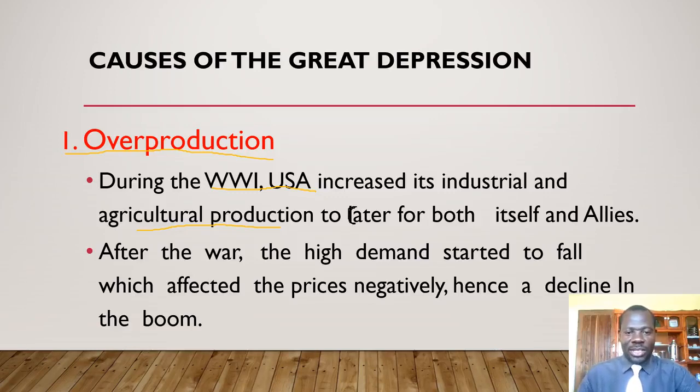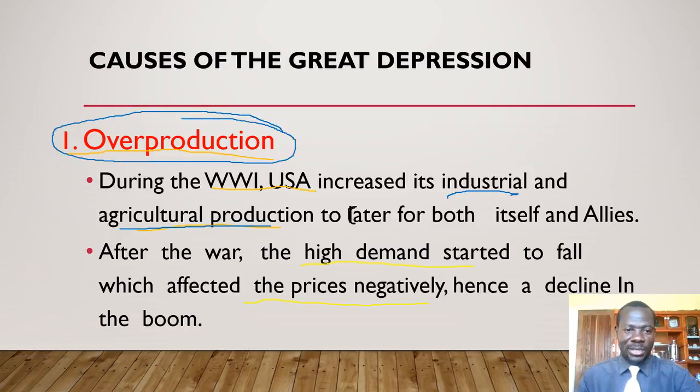Now, after the war, the high demand started to fall, which affected the prices. So the prices were affected after the war because that high demand was not there. There was no high demand on the industrial and agricultural production in America. The end result was that people were just producing industrial and agricultural things, producing and producing. So it resulted into overproduction, and that led to the Great Depression.